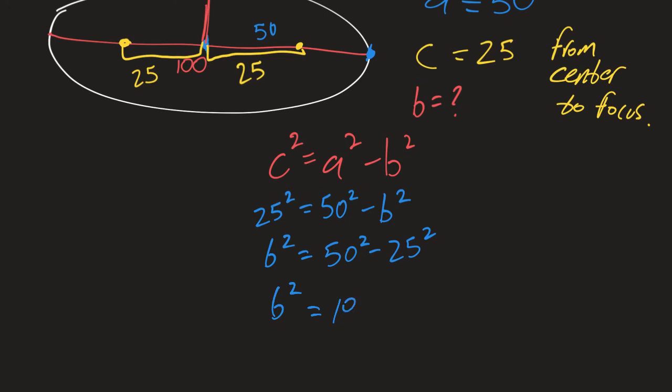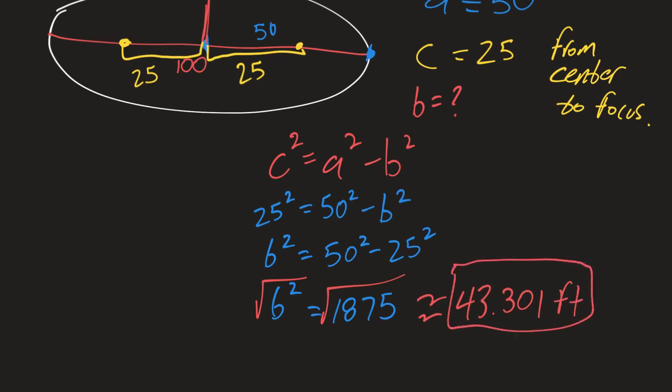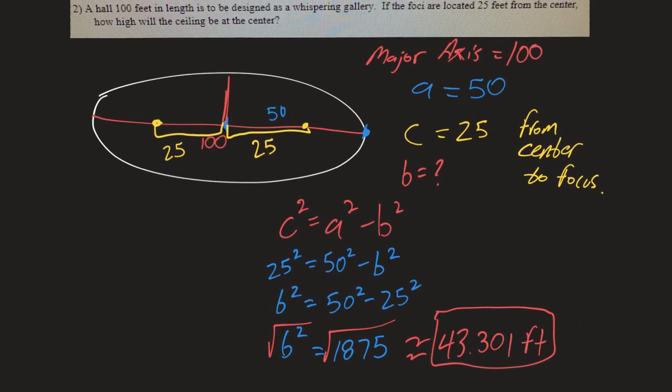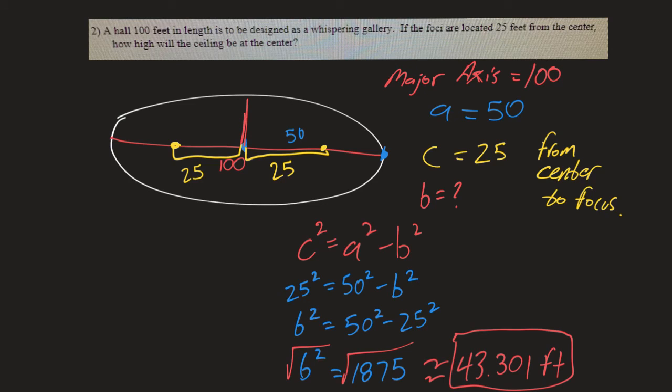around 1875. And of course, we can take the square root of this to get our approximate value for b. And that should be 43, give or take, 43.301. Okay, and that is of course my height in feet for this. Okay, so I didn't even have to write the equation for this one. What we did was take everything that we knew and put it on the picture and then just solved for this b value.